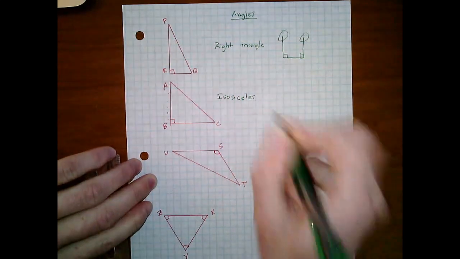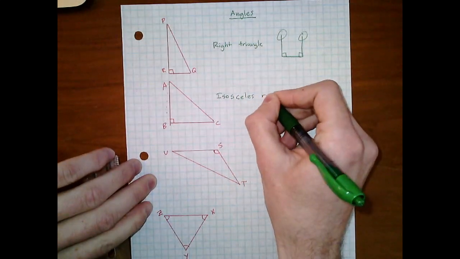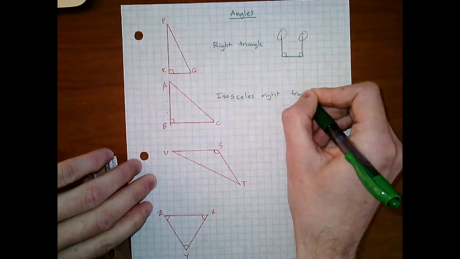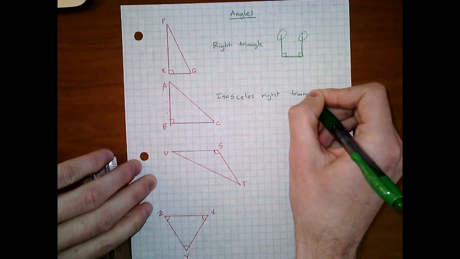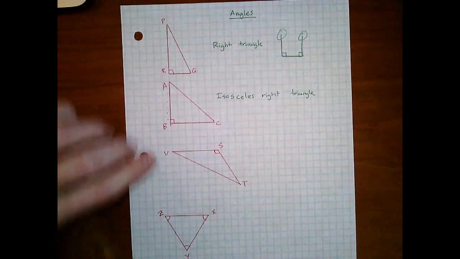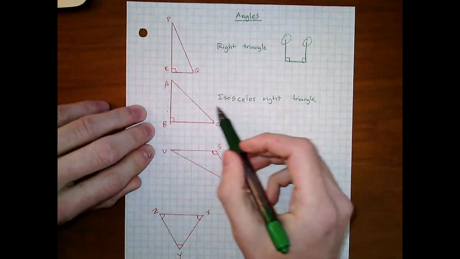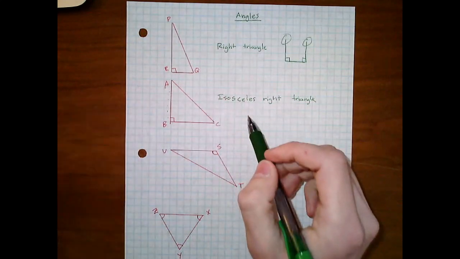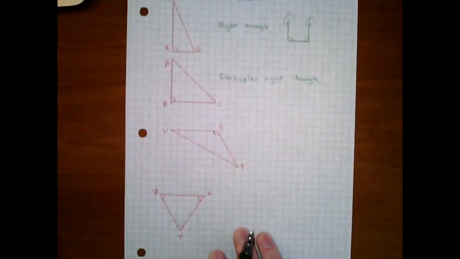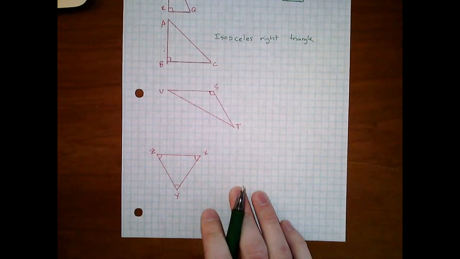Make sure I spelled that right. Yes. Isosceles right triangle. So by calling it isosceles and right, I immediately know quite a bit about this triangle. I know two sides are equal and that one angle is going to be a right angle. So you can use both the isosceles, equilateral, and scalene title as well as the right label to let me know what kind of triangle it is.